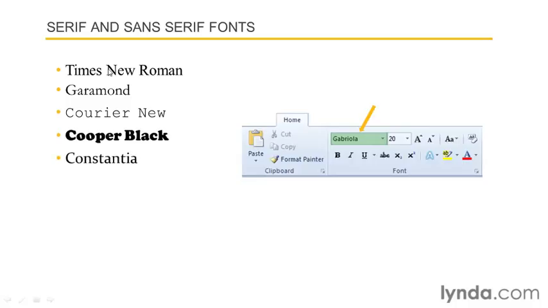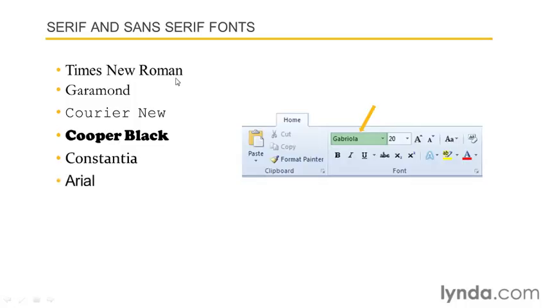Some serif fonts include Times New Roman, Garamond, Courier New, Cooper Black, and Constantia. The serif is the small decorative element, for example, at the top of the N here, or on the R, the lines at the bottom of the R's and the I's in Courier New. The serifs provide a visual line that guides the reader's eye from the left to the right down the letters.